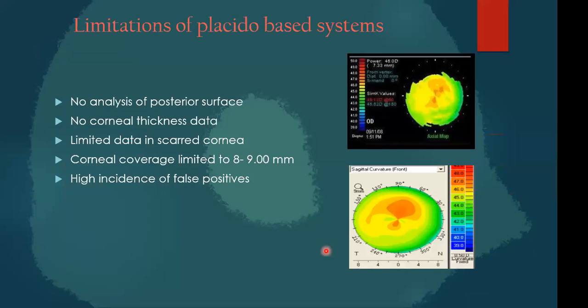But there are a few limitations of these placido-based systems, that it does not analyze the posterior surface of the cornea. It does not give us any corneal thickness data. There is limited data for scarred corneas, and the corneal coverage is just limited to 8 to 9 mm. So it kind of neglects the periphery. So sometimes it could miss something known as a PMD or a Terrien's, and there could be a high incidence of false positives. I'll tell you what a false positive is.